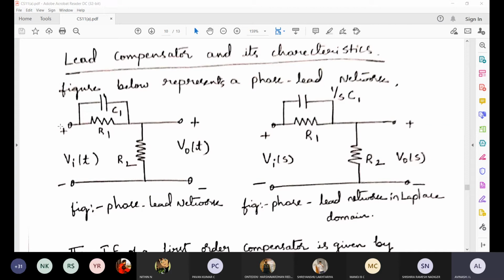There is an input Vi of t going through R1. Parallel to the resistance there is a capacitance also. When this configuration is there, it is called a lead compensator network.